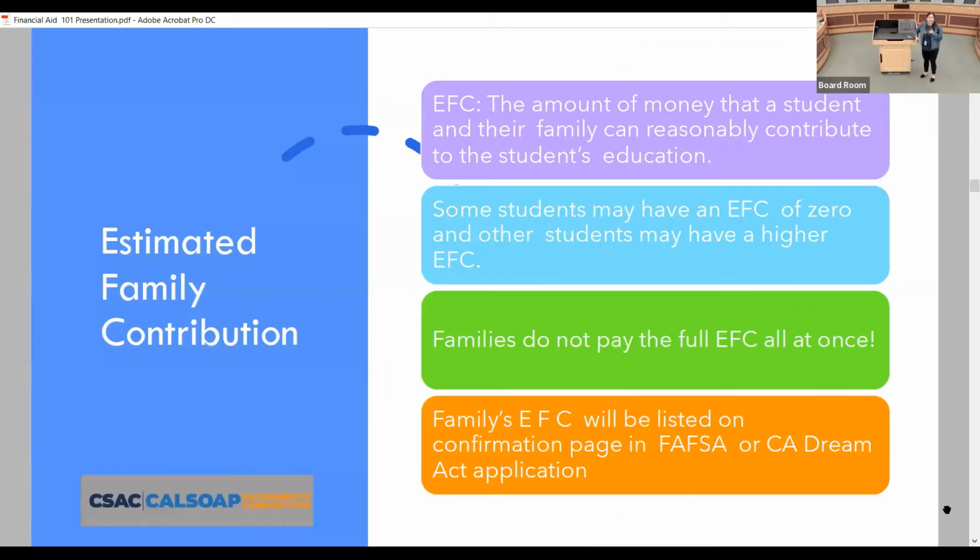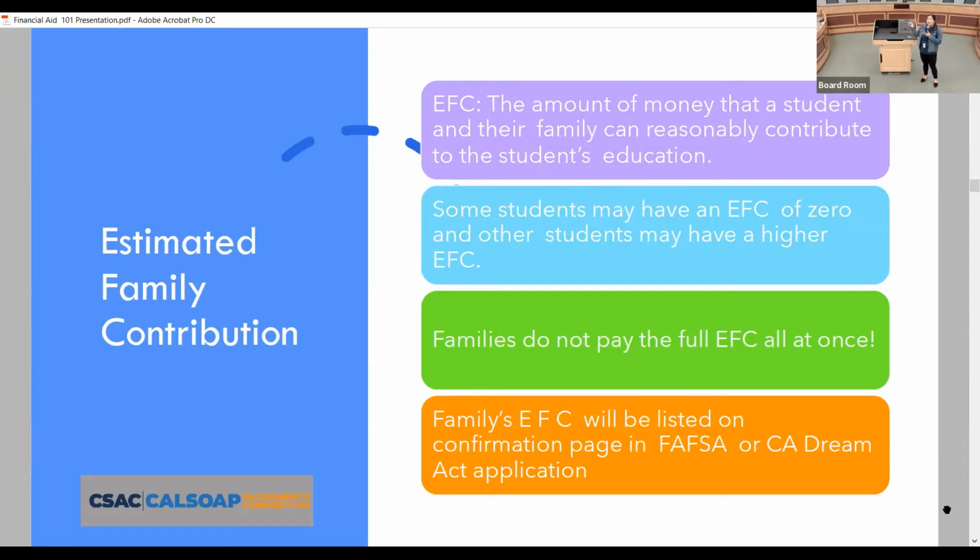And then your estimated family contribution. Your estimated family contribution is based on what you put in the FAFSA in terms of your financial situation. So it's the estimated amount that is reasonably considered for that family to pay for that student's education. Now, an estimated family contribution could be 0, meaning that that family has no extra income lying around to help that student go to school. It could be $300, $400, $5,000, $6,000, $20,000, $30,000, it just depends on everybody's situation.